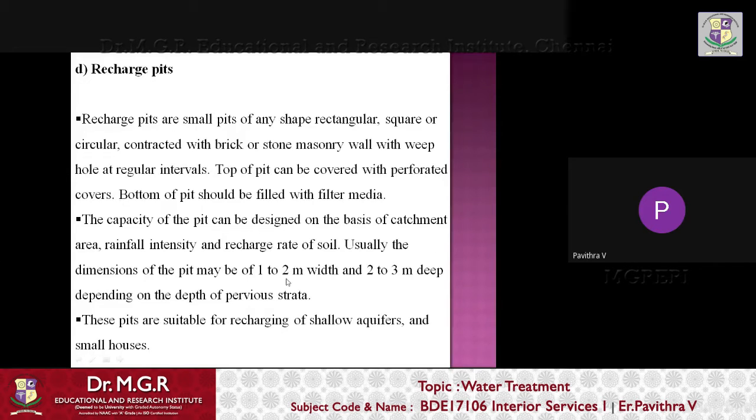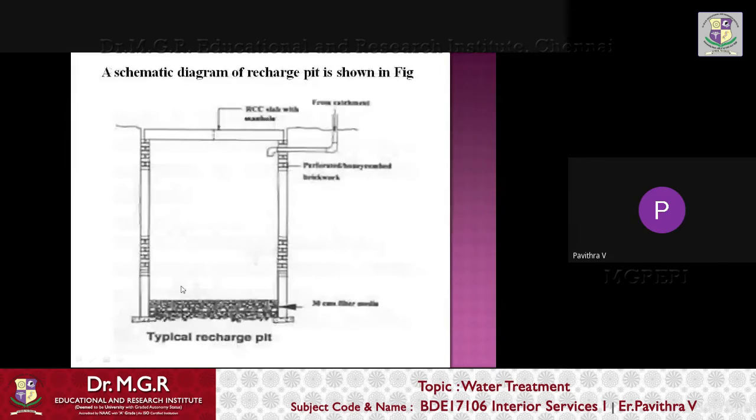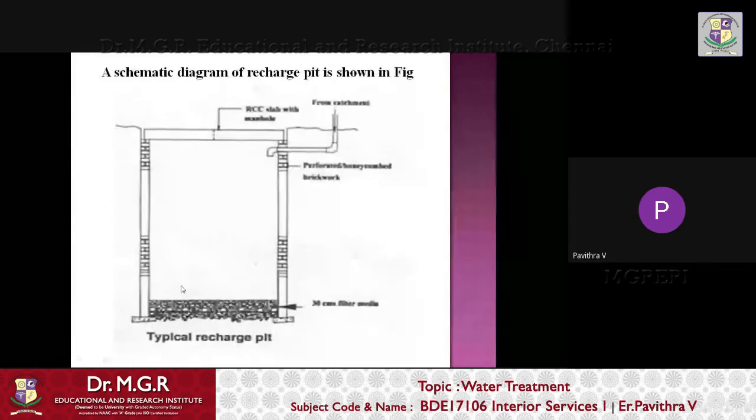Usually the dimensions will be 1 to 2 meter wide and 2 to 3 meter deep, depending upon the depth of the pervious stratum. So these pits are suitable for recharging of shallow aquifers and small houses. Instead of that, we can store it in a tank and use it for our irrigation purposes, household things, everything. So if you want to store it in an underground surface, what are the different ways we are seeing?